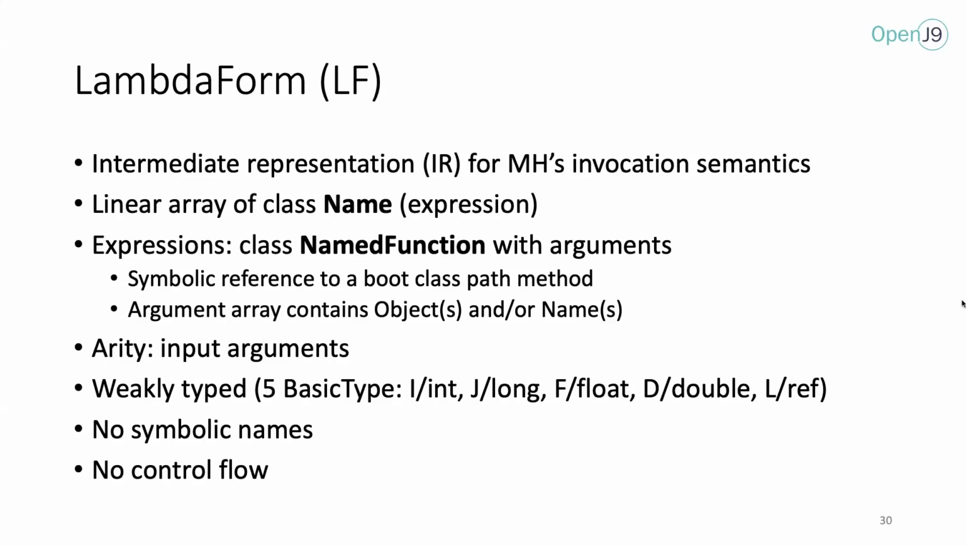Then we saw the arity. The previous example had an arity of 3, which specifies the number of input arguments. Lambda forms are weakly typed, which means they only support these 5 types which are listed here: int, long, float, double, and a reference. There are no symbolic names. So in the previous example, everything in that LambdaForm class is referred to through an index into the name array. And there's no control flow, so there will be no branch statements or goto statements in a LambdaForm. So this is a description of LambdaForm.